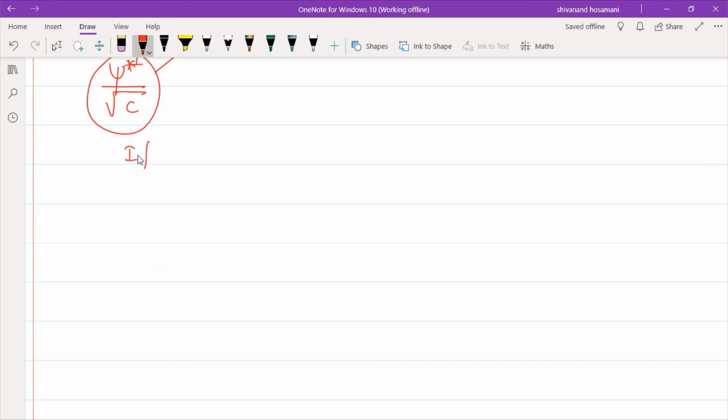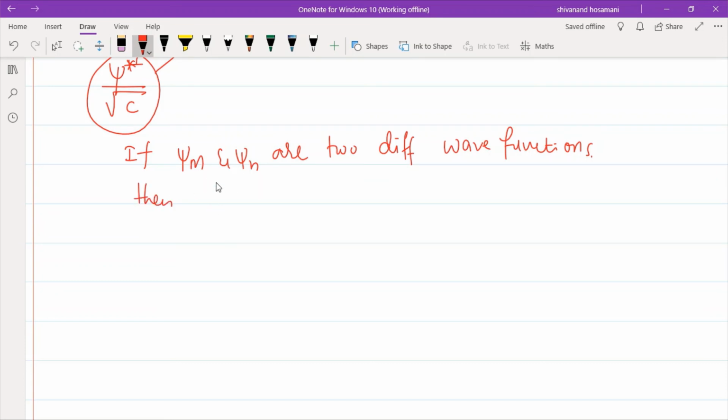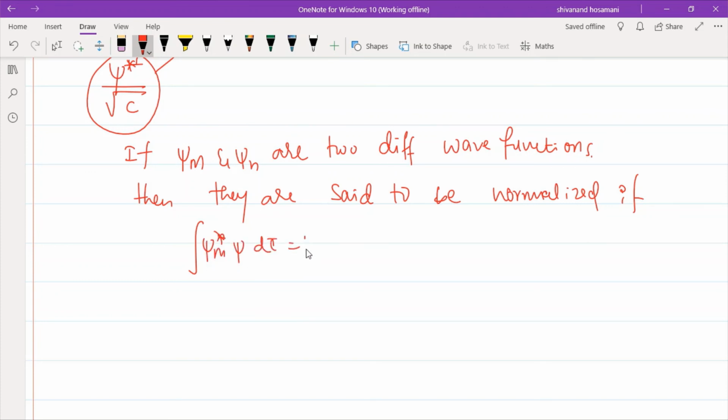Now, if psi m and psi n are two different wave functions, both satisfying the three-dimensional Schrodinger wave equation, then they are said to be normalized if, over the entire space, psi m star into psi m should be equal to 1.